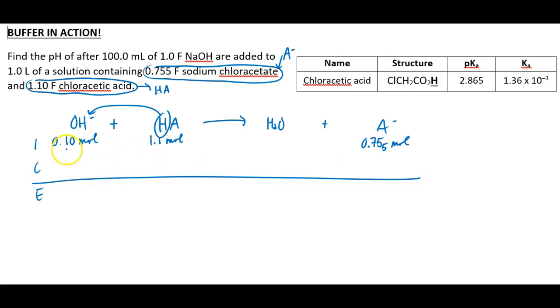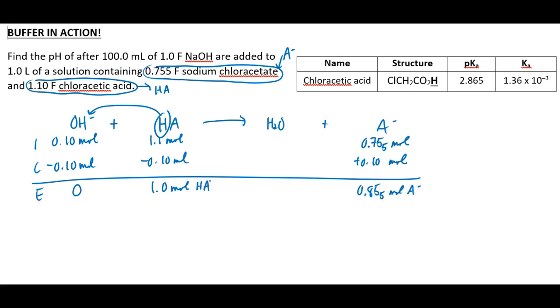So notice that the moles of OH is less than the moles of HA, so OH is going to get consumed. It's the limiting reactant here. So reactants are going to go down by 0.1 moles, and products are going to go up by 0.1 moles. So after the reaction takes place, again, OH has been consumed. We've used up some of our HA. We only have 1.0 moles left, and we've made a little bit more moles of the A-. We have now 0.85 with an insignificant 5 moles of A-.